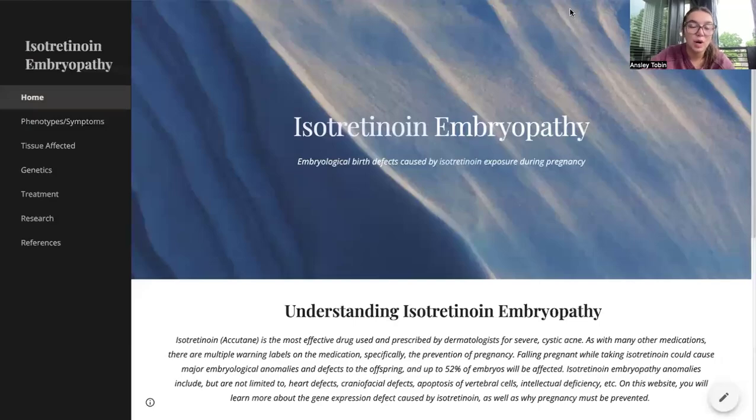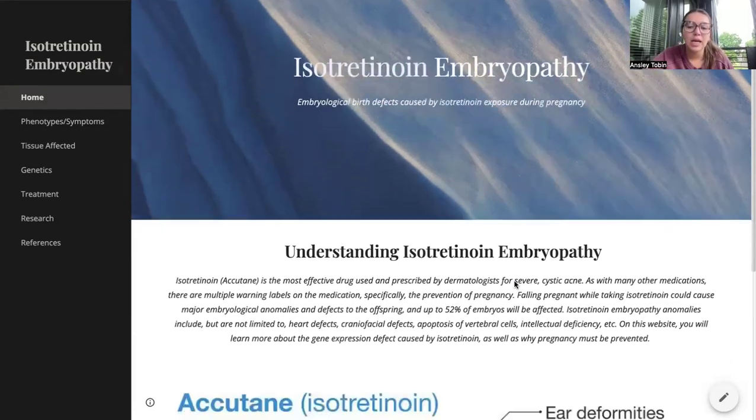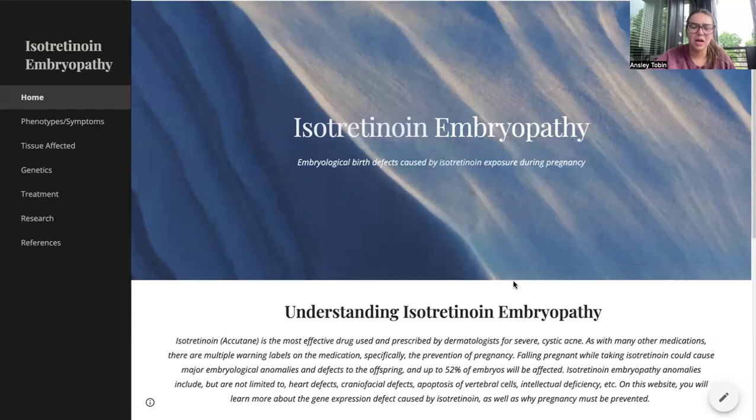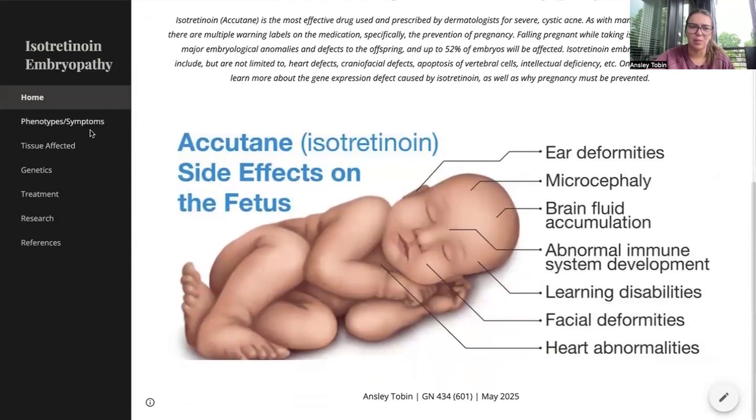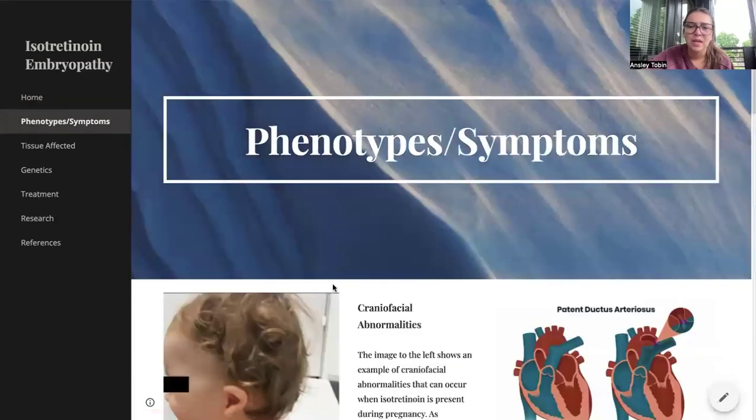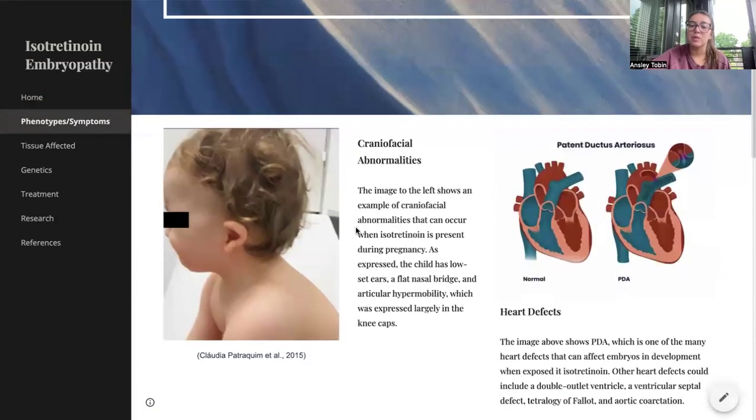So my project is on isotretinoin embryopathy, and it is when the embryo is affected by the prescription pill isotretinoin, which is also known as Accutane. So this is my homepage, kind of just the understanding of everything and a big overlay of how an embryo can be affected. These are my phenotypes, which I found.